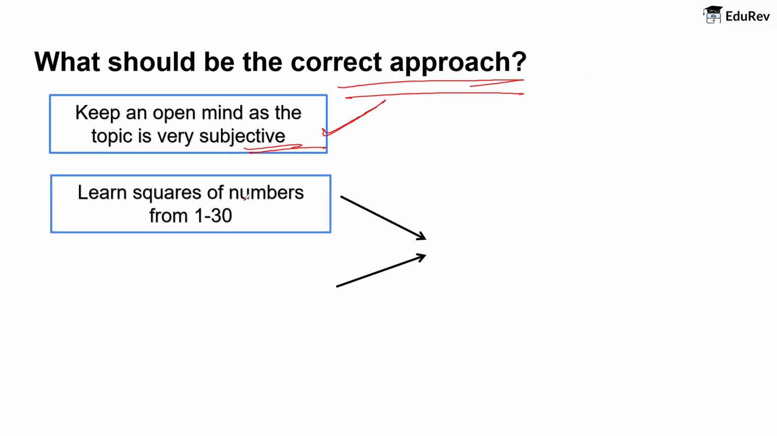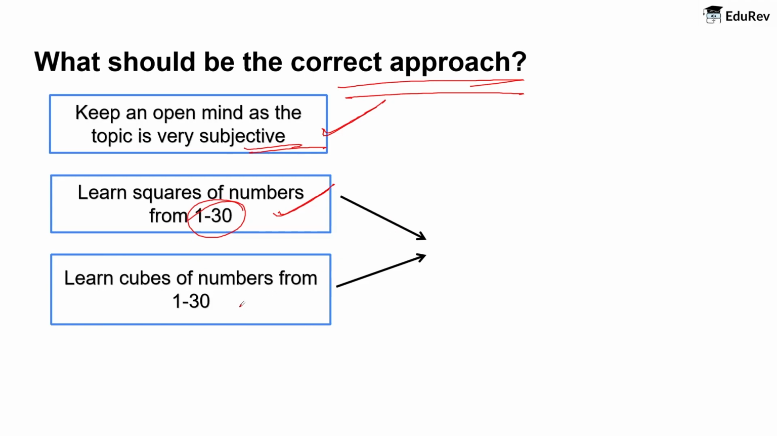Another thing that will help you a lot is to learn the squares of numbers from 1 to 30. I hope from 1 to 20 everybody remembers them because it is very important, but it will help you ace it if you learn it from 1 to 30. Again, you have to learn the cubes of numbers from 1 to 30 as well. This is something very mandatory if you want to ace the questions of this particular topic, spend less time and get more questions correct. So this is very important.